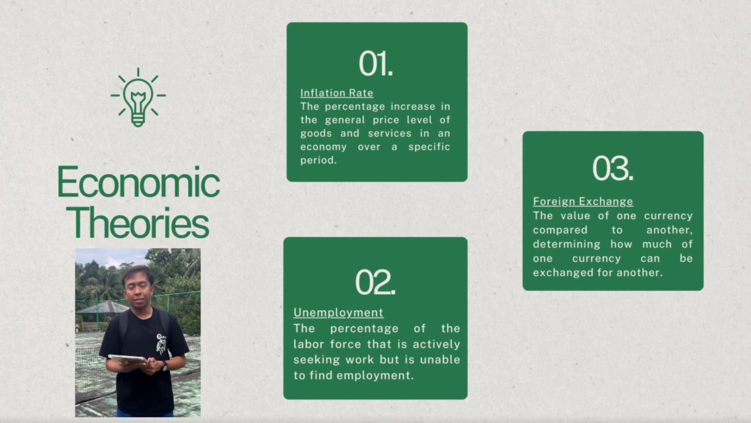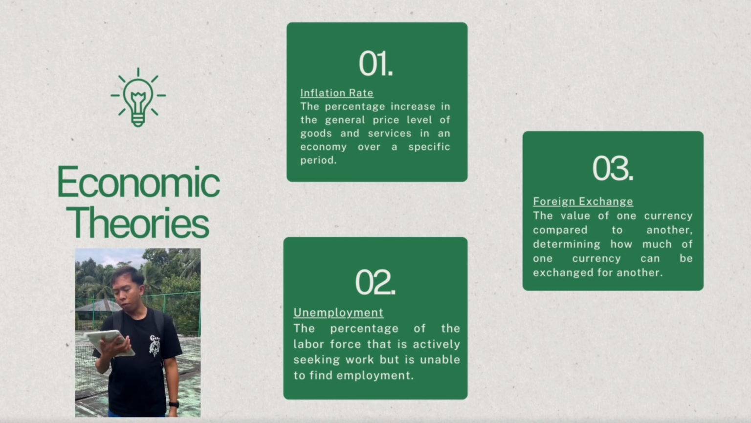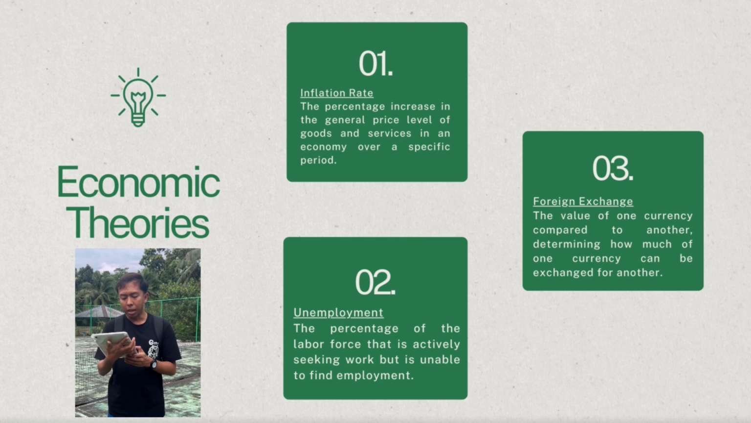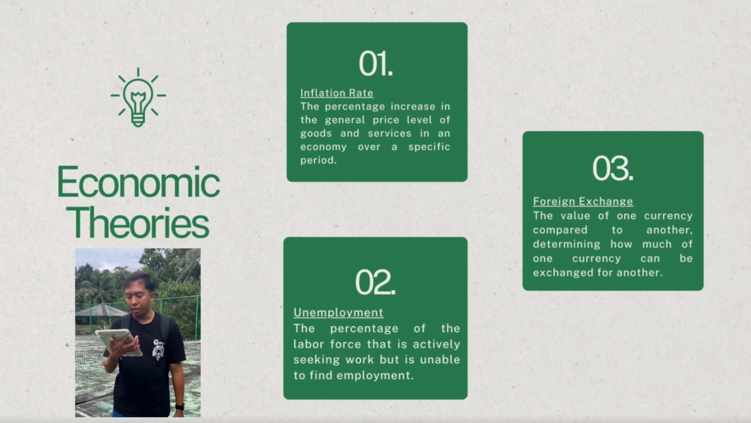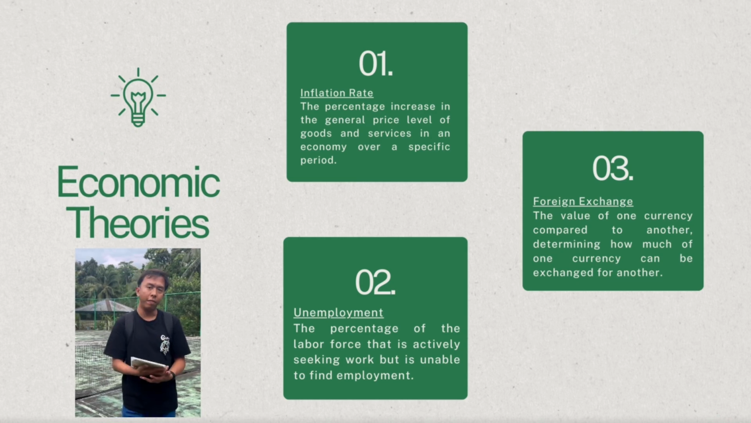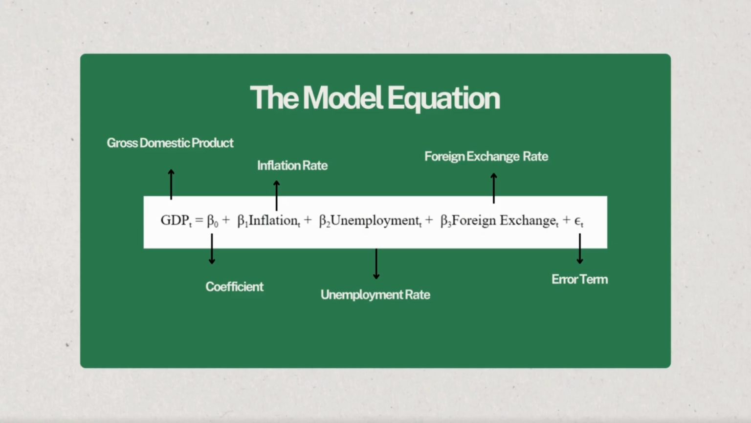Lastly, we have foreign exchange rate. This is the value of one country's currency compared to another's. It determines how much of one currency can be exchanged for another and significantly impacts international trade and investment. This is the equation that helps us understand how GDP is influenced by inflation, unemployment, and foreign exchange rates. Let's break it down.